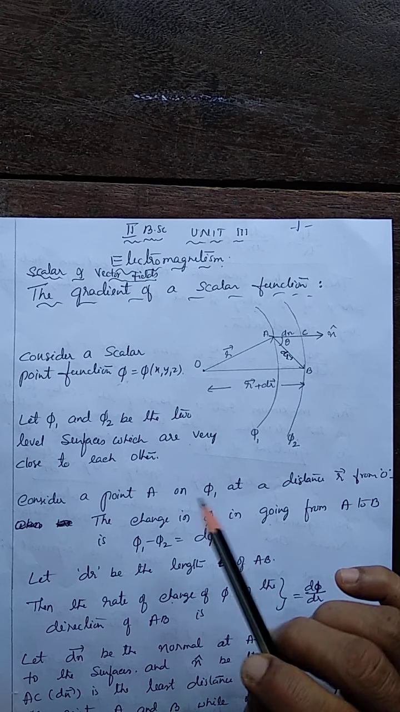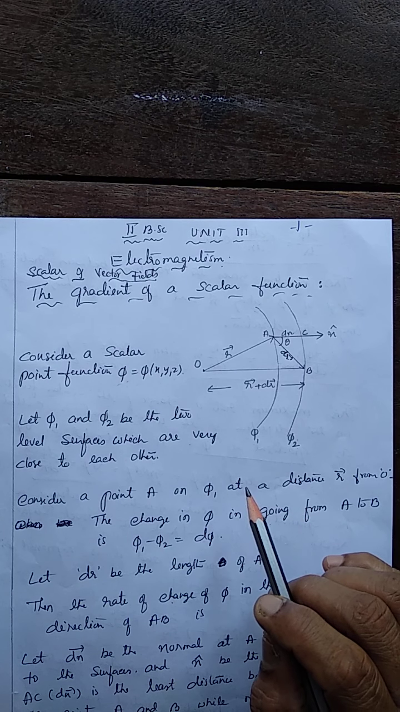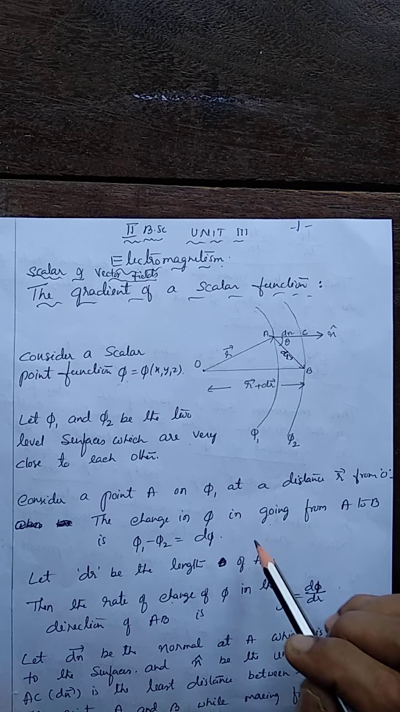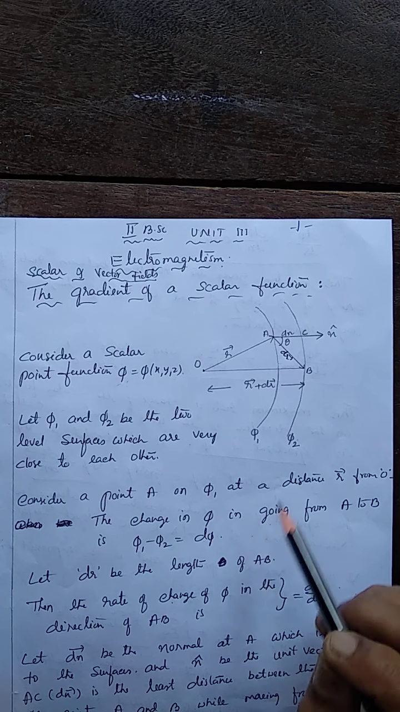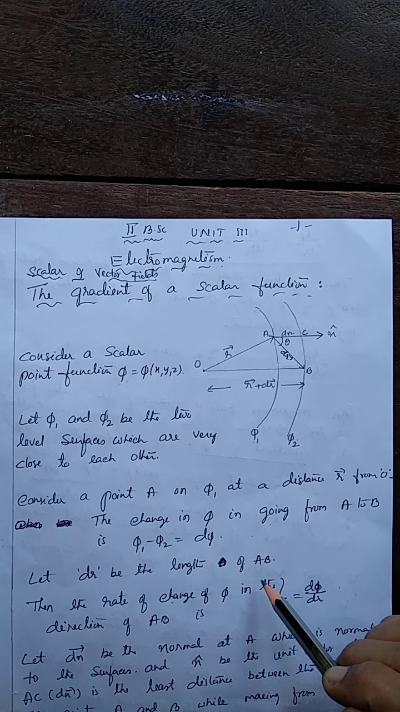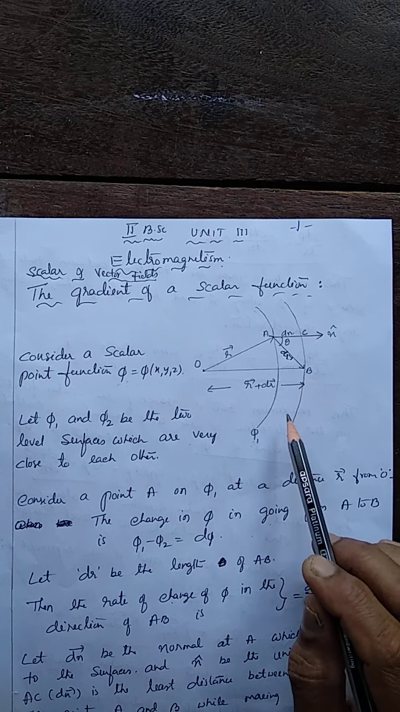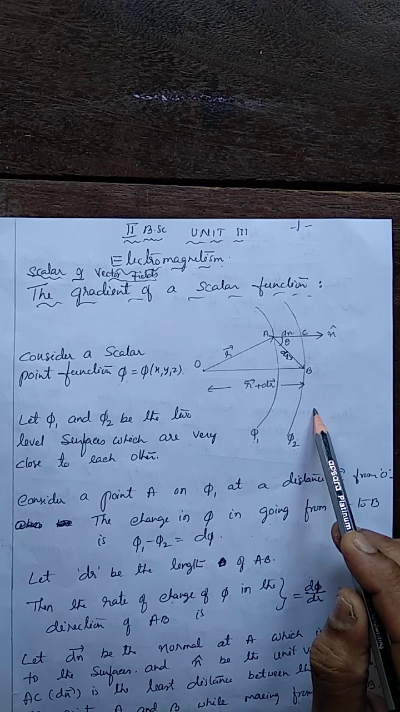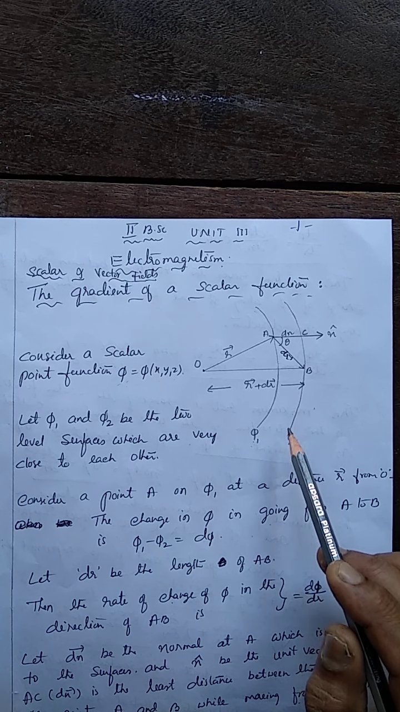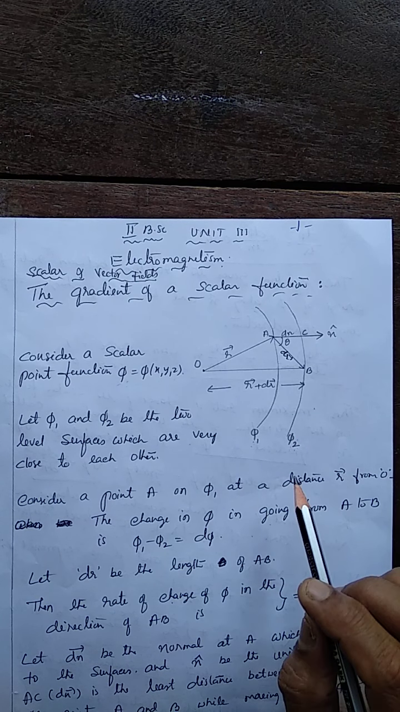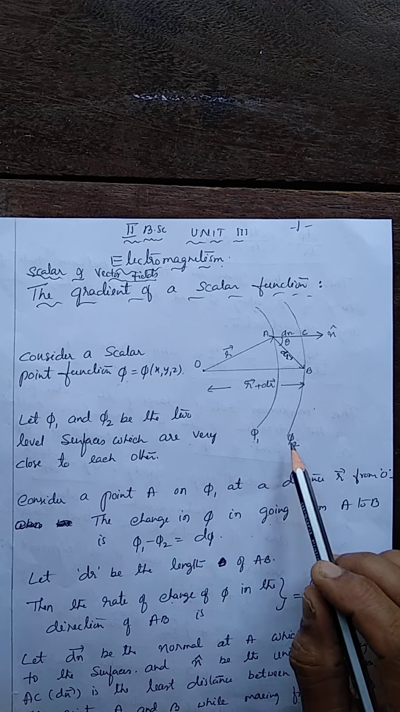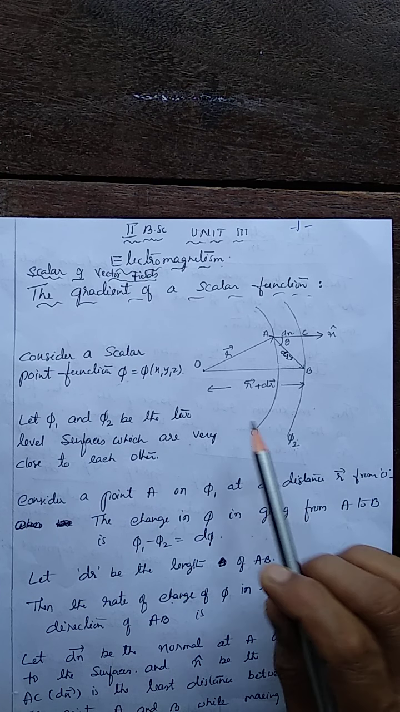What is the gradient of a scalar function? The gradient of a scalar function gives the maximum rate of change of this scalar function when we move from one point to another point. Now, what is the maximum rate of change of this function? That gives us the gradient.